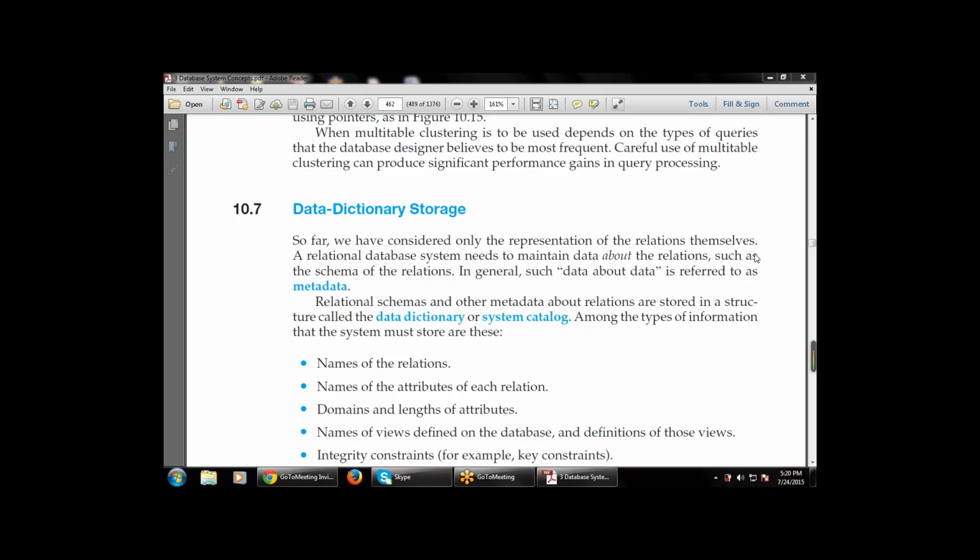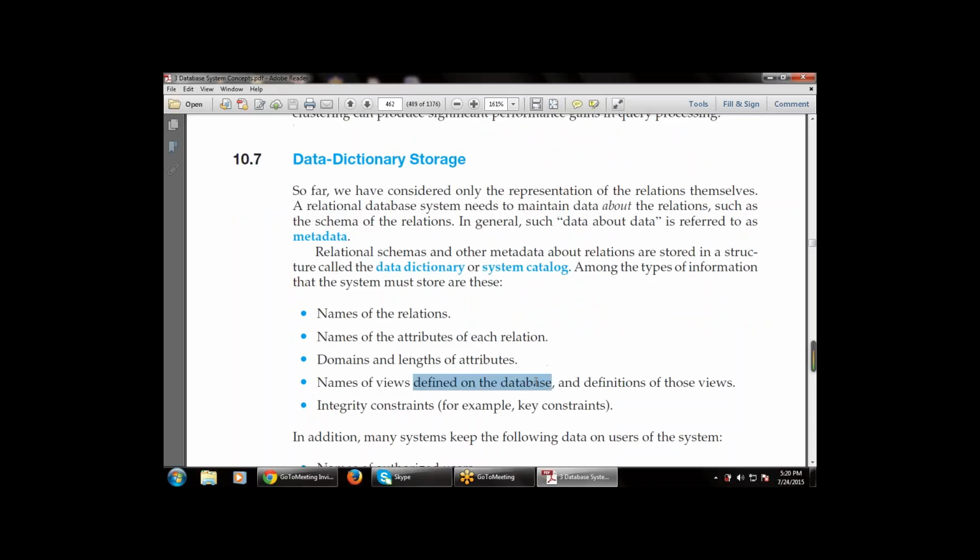So we can say what is the variable length of the attribute that is given. The names of the views that are defined in the database and the definitions of those views. So these are the various pieces of information that are stored in the data dictionary. As we said, the data dictionary is the data about the data, so every piece of information related to the table is stored.